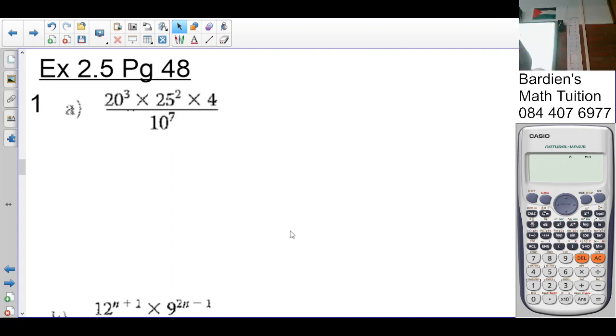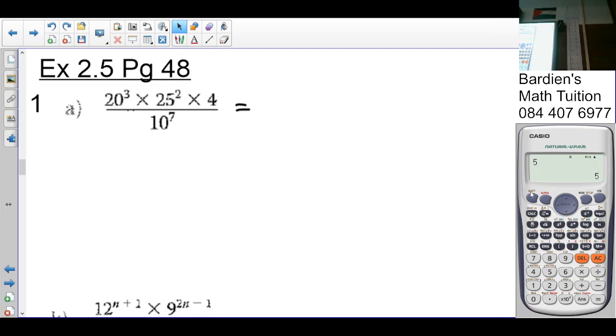So in number 1A, the question says simplify. Okay. So we have 20 to the exponent 3 times 25 squared times 4 over 10 to the exponent 7. What we're going to do is break up 20, 25, 10 and 4. All those numbers can be broken up into their bases. So 20 equals, shift factorize. Oops, shift factorize. So 20 can be written as 2 squared times 5.